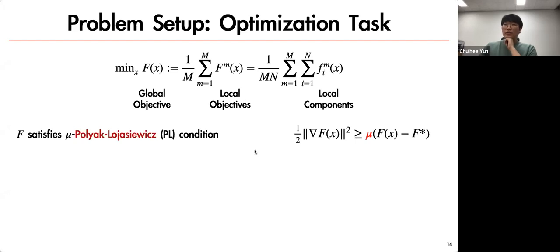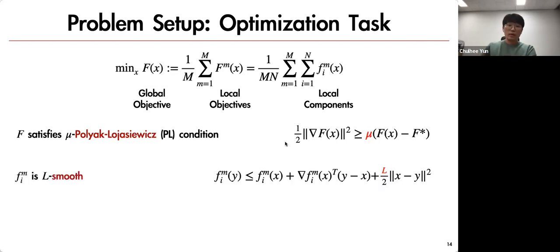So let's talk about the function classes that we consider in this paper. We assume that the global objective function f satisfies the Polyak-Lojasiewicz condition. We'll call this the PL condition. And this PL condition can be thought of as a class of non-convex functions, but they're not as scary as general non-convex functions. The PL functions are actually much easier to optimize, and sometimes almost as easy as the strongly convex functions. So you can think of this function class as the non-convex but not difficult functions.